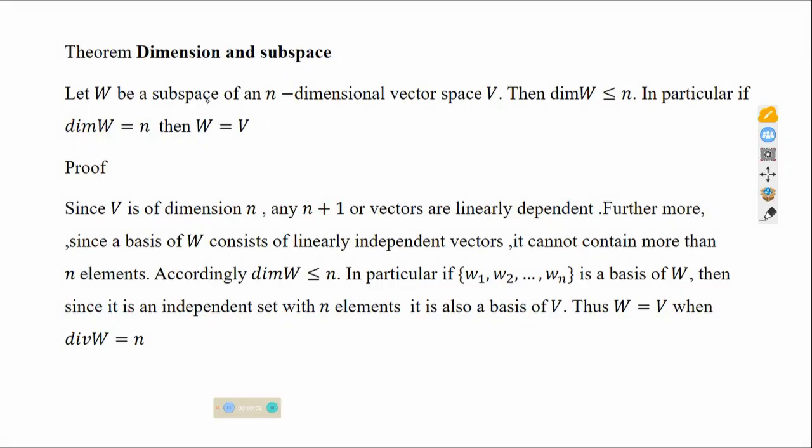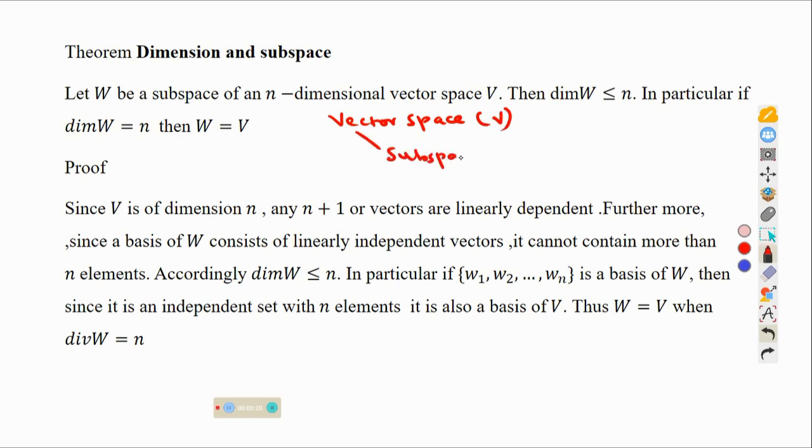Let us talk about the dimension and the subspace. When you have a vector space V, and a subspace, so this is our vector space, then the subspace, and we have the subspace W. Then if the dimension of the vector space is n, then we shall always be saying that the dimension of the subspace will always be less or equal to the dimension of the vector space.